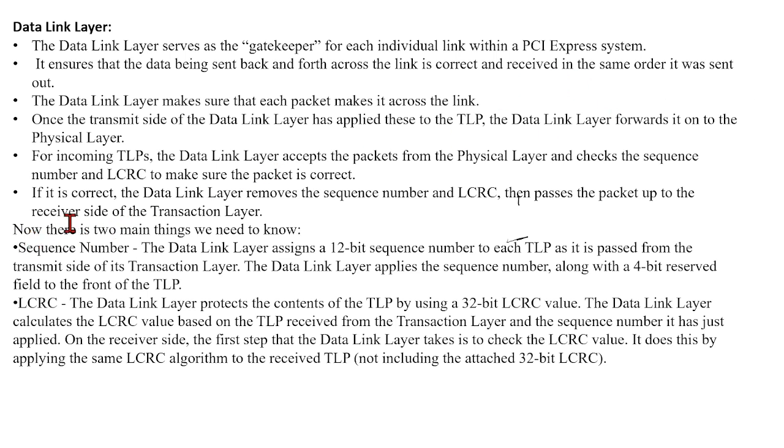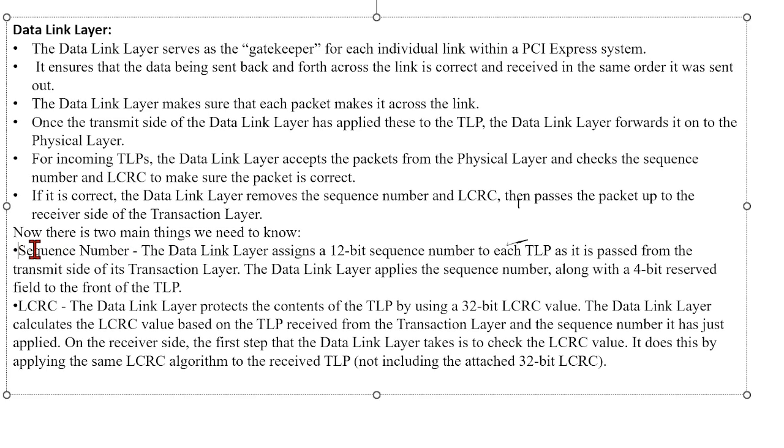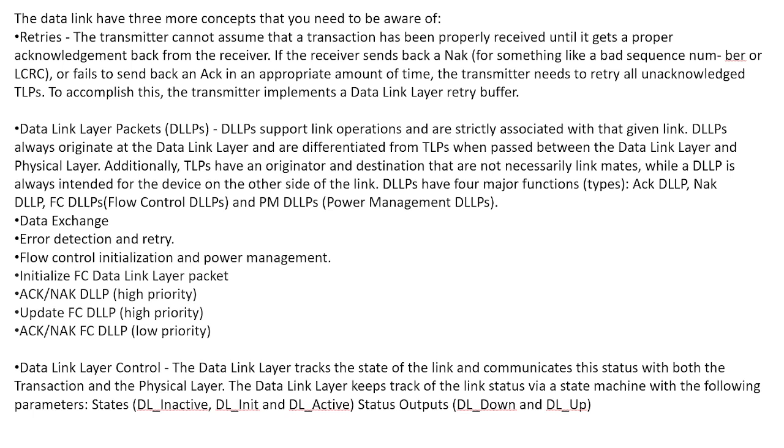Now we'll see the two main things in the data link layer. I already explained one: the sequence number. Next is the LCRC. What is the significance of LCRC? It will protect that packet through that link in PCIe.